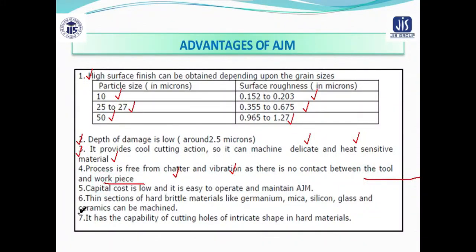Next point, the capital cost is very low and it is very easy to operate and maintain this process. Next, thin sections of hard brittle material like germanium, mica, silicon, gallium arsenide and ceramics can all be obtained by this machining. And lastly, it has the capability of cutting holes of intricate shape in hard material. So you should not forget that it can generate cutting holes of intricate shape in hard materials too.